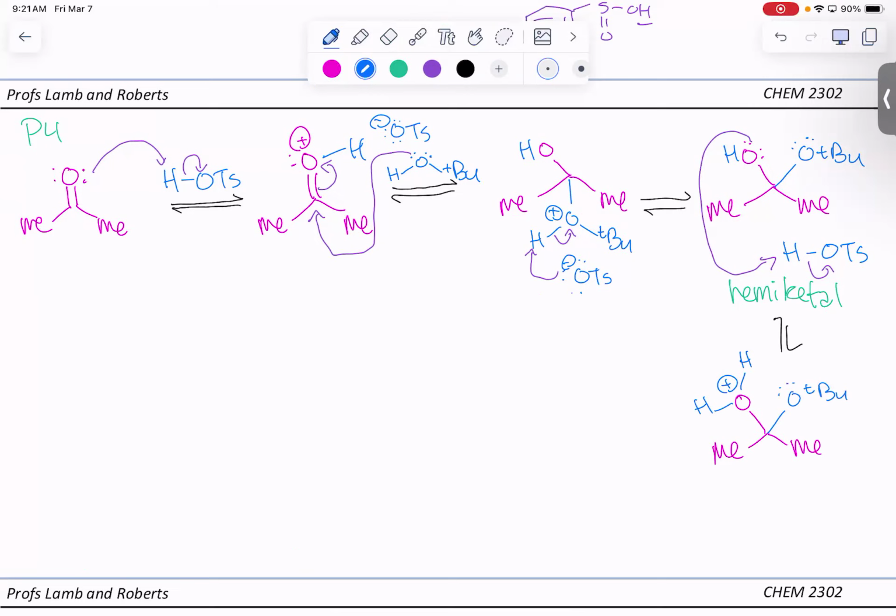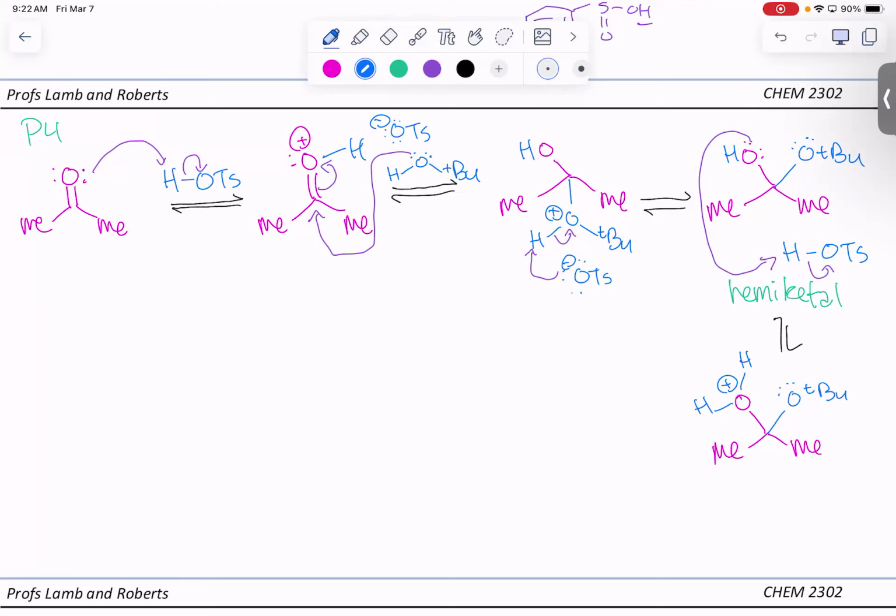Now, I often get the question, well, why didn't you protonate the oxygen of the tert-butanol? Well, this is all in equilibrium. That would absolutely happen. It wouldn't lead to a productive reaction. So it would go back, it would sit there for a bit, and then equilibrium would carry it back into a more reactive intermediate. So I often get that question.